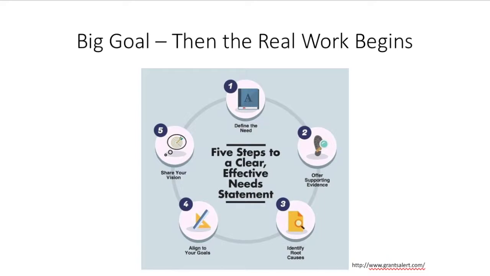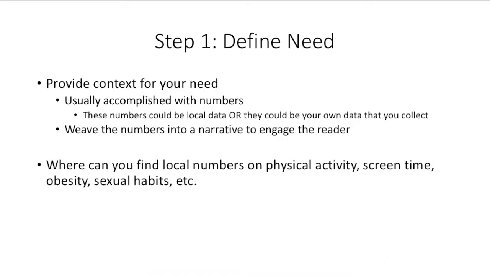So once you know where you're going to apply, then the real work begins, because you're going to go through a 5-step process to essentially write your grant and determine what that looks like to be able to write grants. So the first thing that you have to do is you have to define a need. So we talked about this already, but you want to provide context for your need. You want to have some type of numbers that are associated. You want to weave your numbers into the narrative to help engage the reader.